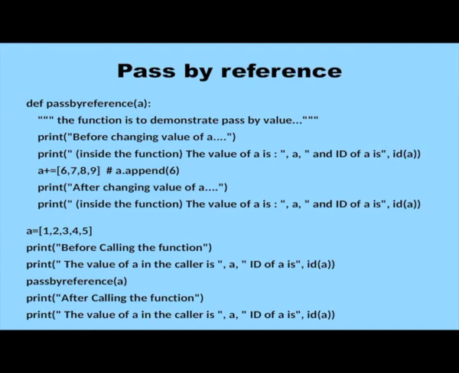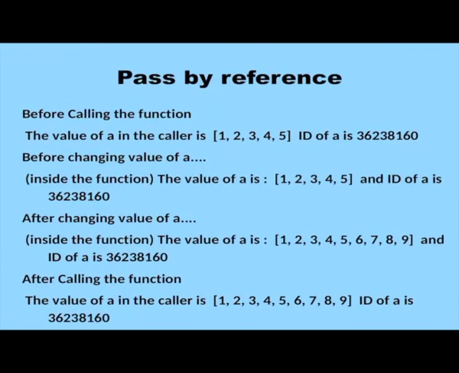So, after changing the value of a, again we are printing the value inside the function. Then we return from the function to the main script, wherein we are again printing the value of a. You can see the output of the previous program. As the list is appended inside the function in place, the value of a is also changed in the calling script. This is what is passed by reference.